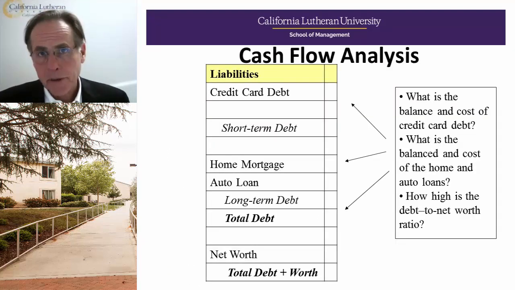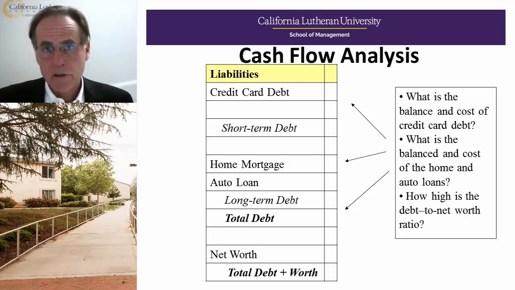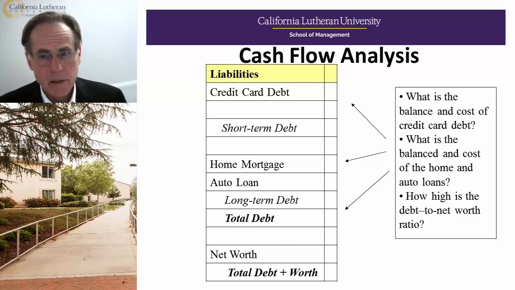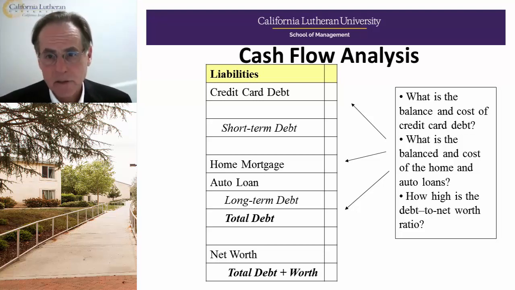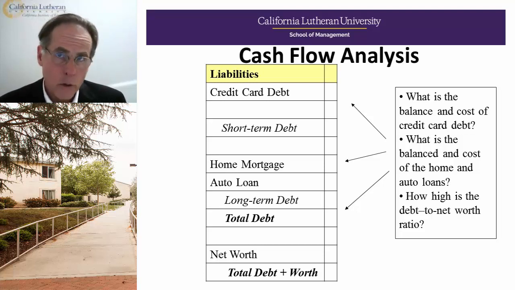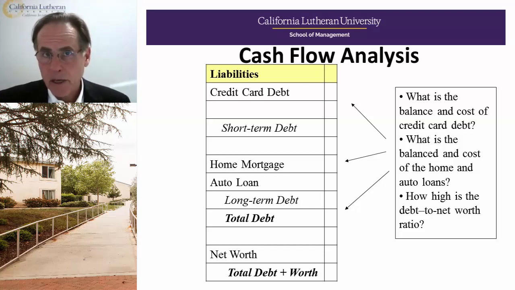A good place in your analysis, I think, to start is to look at the liability side of the statement of net worth. What is the balance and cost of the credit card debts? What's the balance and cost of the home and auto loans, the home mortgage and the auto loans? This can give you a lot of information about some possible strategies for reducing the liability cash outflows.